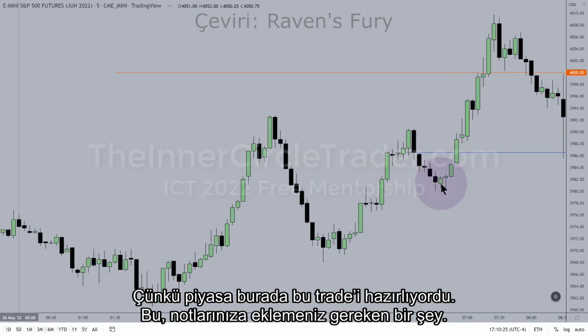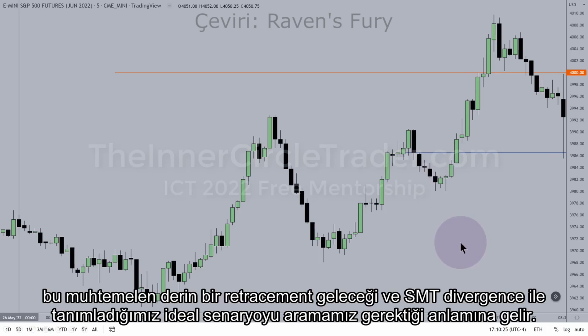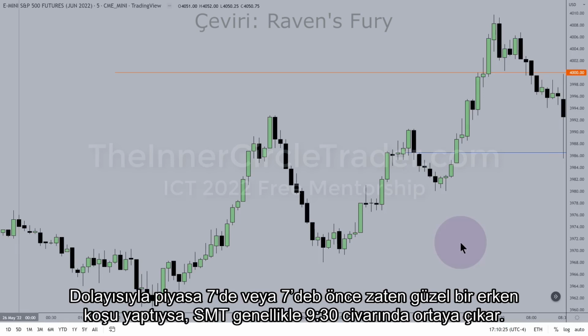Because it was setting up this trade here, take this for your notes. Because it gave a nice run here earlier, before 7 o'clock in the morning, that means we're probably going to have a deep retracement and look for an ideal scenario like we outlined with the SMT divergence. So SMT usually will occur around a 9:30 time period when there has already been a nice early run before 7 o'clock or at 7 o'clock.